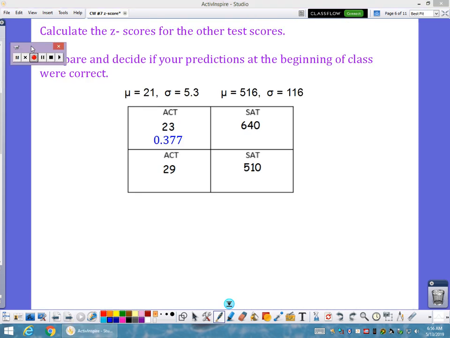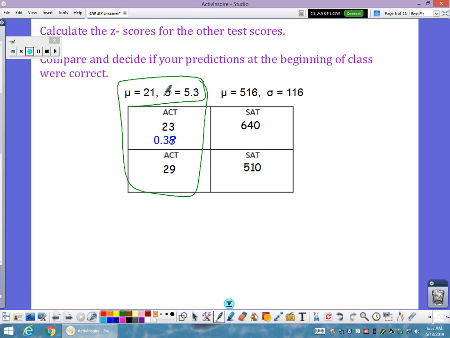All right. So what you want to do is calculate all the z-scores for the other tests. And we already just calculated this one, and we decided we're going to round it to 2 decimal places. So we can cover that up and say 0.38. So I'd like you to go ahead and calculate these. If you go ahead and hit pause on the video, these are the mean and standard deviation for the ACT and mean and standard deviation for the SAT. All right, please hit pause. I need you guys practicing and trying this. Thank you very much.